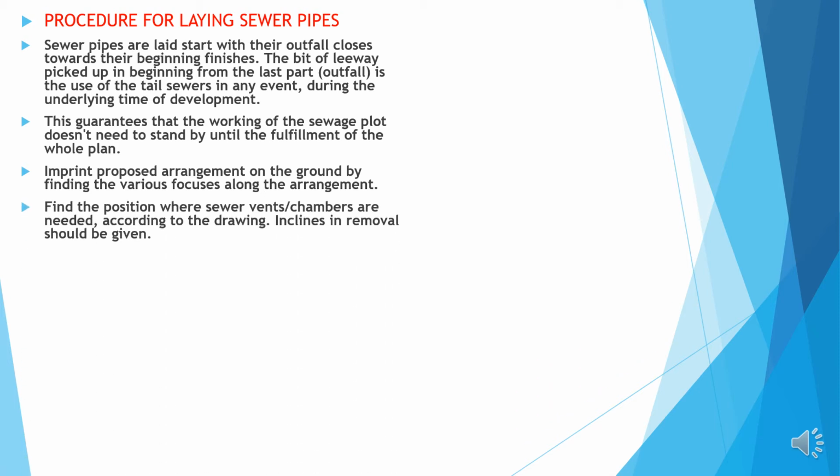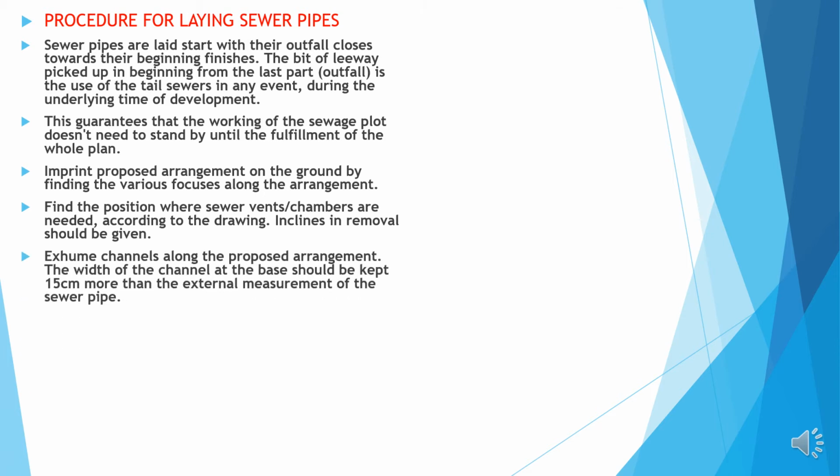Find the position where sewer vent chambers are needed according to the drawing. Slopes in excavation should be given. I mean slope means the gradient. Excavate trenches along the proposed alignment. The width of the trench at the base should be kept 15 centimeter more than the external measurement of the sewer pipes.